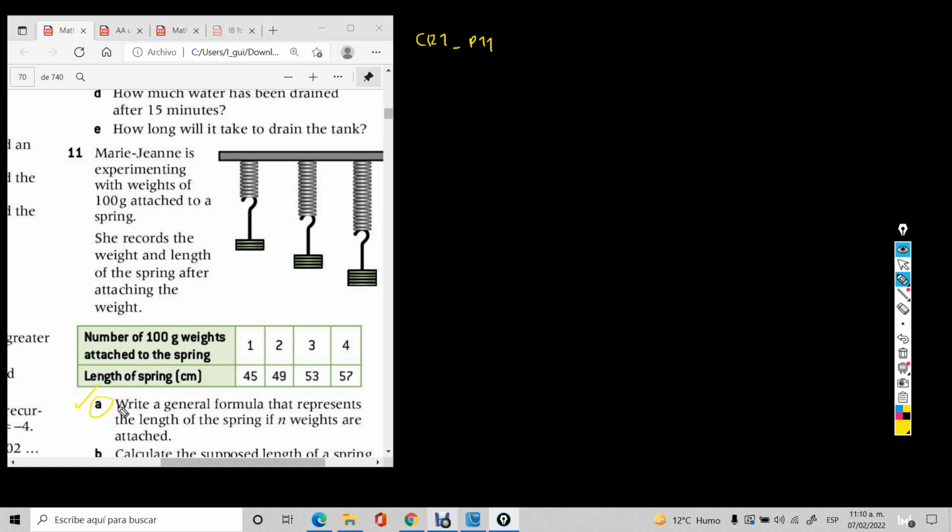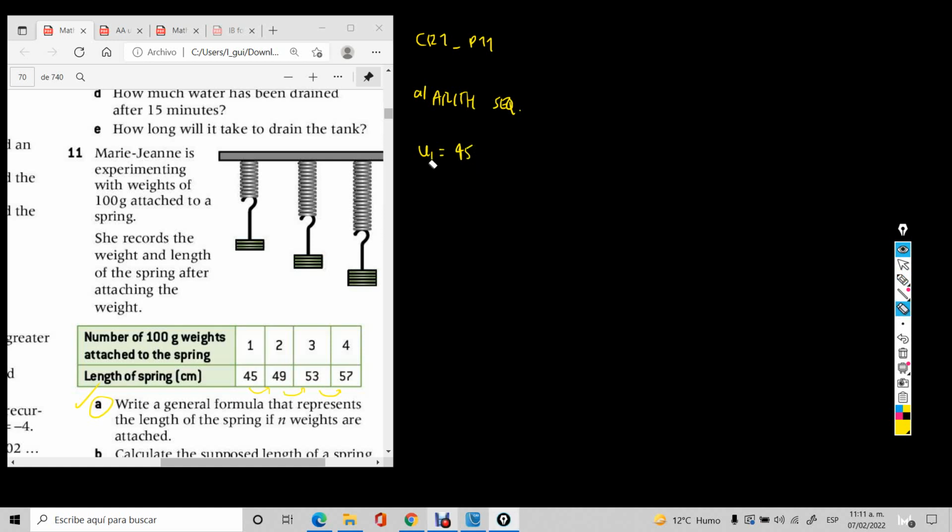Okay, so let's answer question A. Write the general formula that represents the length of the spring if n weights are attached. Okay, so here we can see that the successive lengths follow an arithmetic sequence, right, in which the difference is 4. 45 plus 4, 49, 49 plus 4, 53, and so on. So basically we're talking about an arithmetic sequence, right, in which the first term is 45.